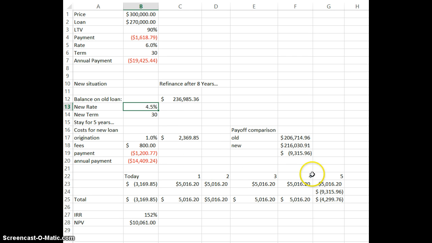So it's always a good thing to know how to do this type of stuff to see if you really are coming out ahead. The bank will tell you some things, but is it really in your best interest and the borrower's best interest? And I hope this example here has clarified some of that. It was a little bumpy, I apologize.